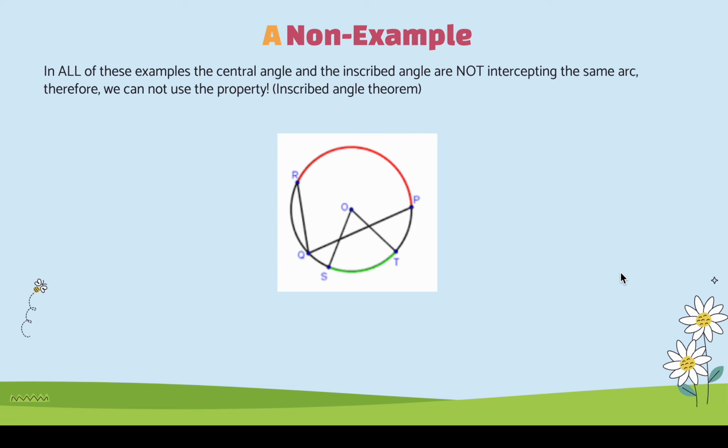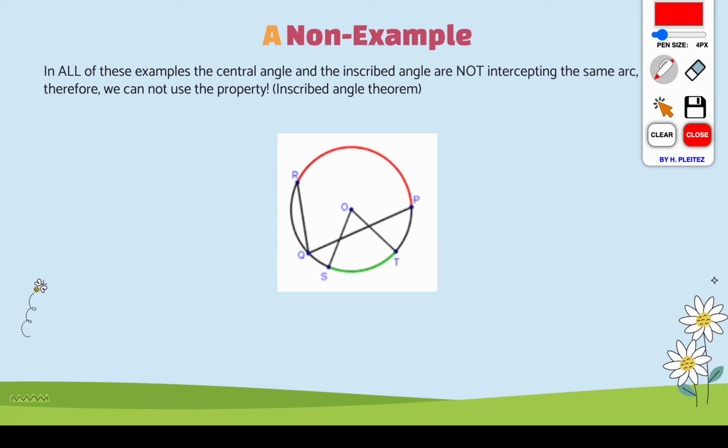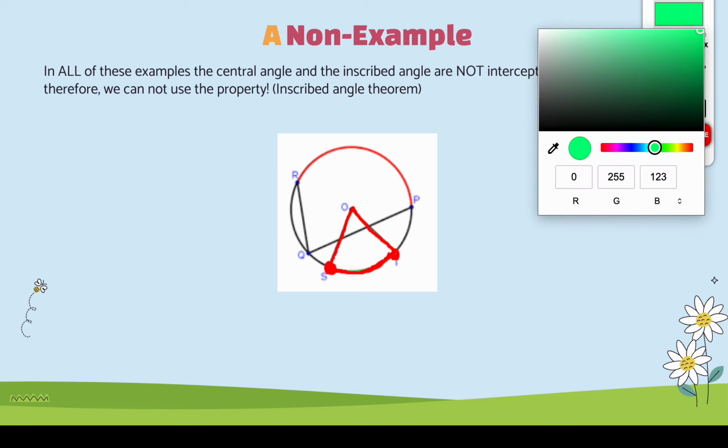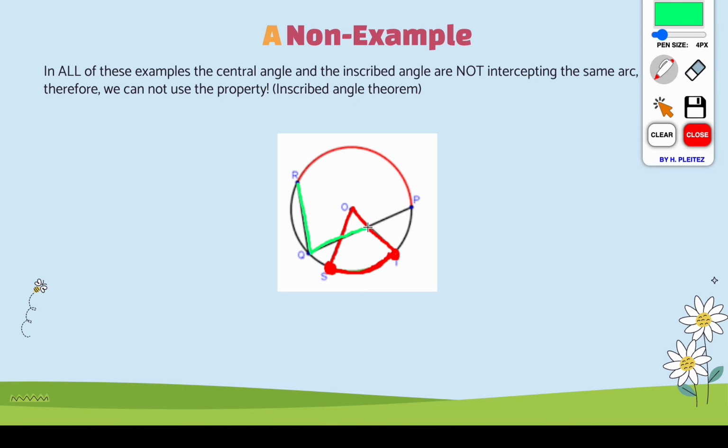Now, this is a non-example. In all the examples we've done before, our angles were intercepting the same arc of the circle, but in this case, if we take a look at our central angle, we're intercepting the circle between points S and T, so this arc in red is the one we're talking about. But if we highlight our inscribed angle and mark the points of the circle that we're intersecting, you can see that these two arcs are very different. So in this case, we cannot use the theorem. We would not be able to relate the measurements of these angles at all.